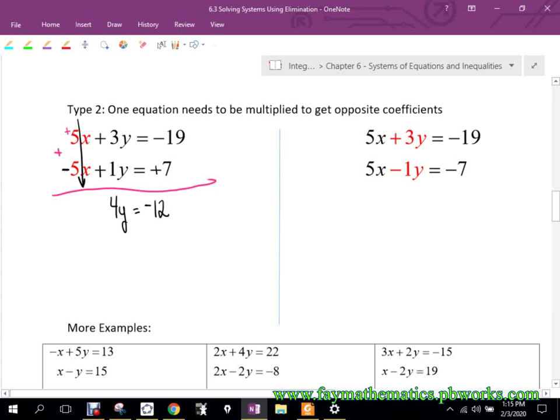-12. You owe somebody $19. You give them $7. You now owe them $12, right? Okay. Divide by 4. Y is -3. Okay. Now I'm going to plug it back in.